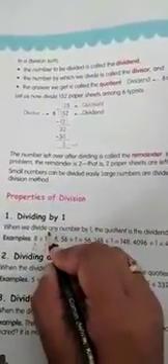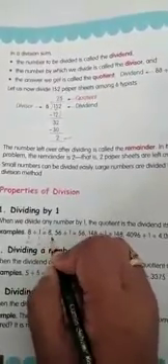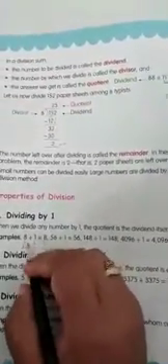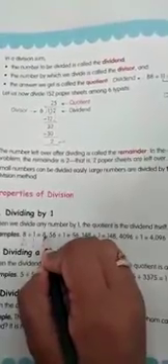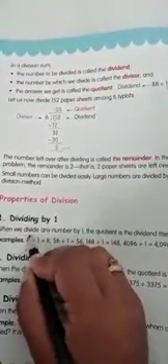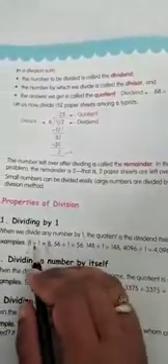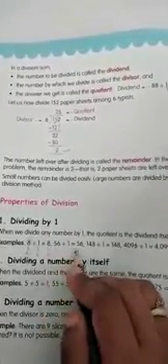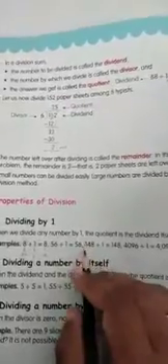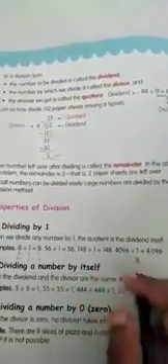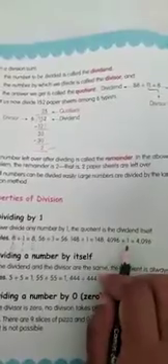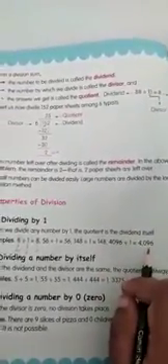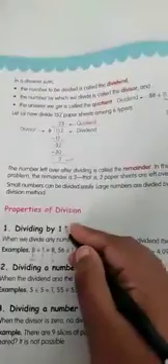Whenever we divide any number by 1, the quotient is the dividend itself. We will get the dividend and quotient the same. Next, 56 divided by 1 equals 56 itself. 148 divided by 1 equals 148. 4096 divided by 1 equals 4096 only. This is the first property.